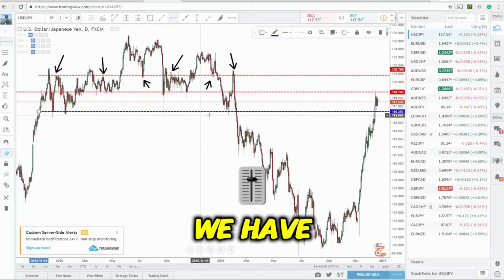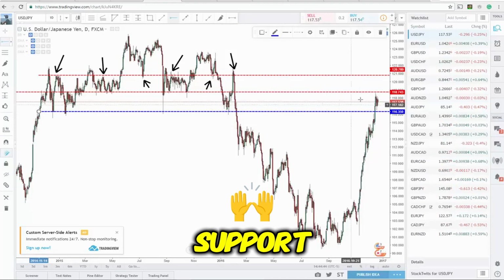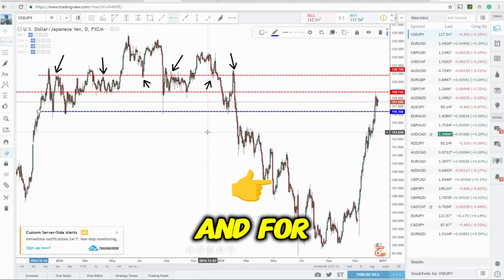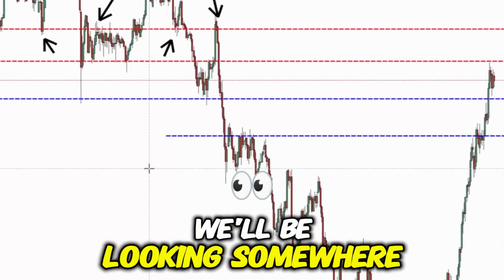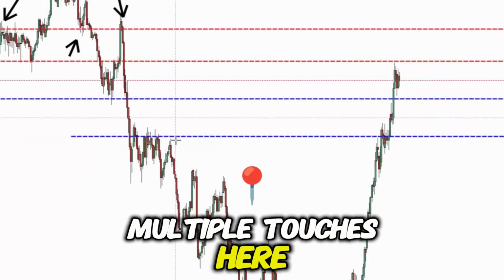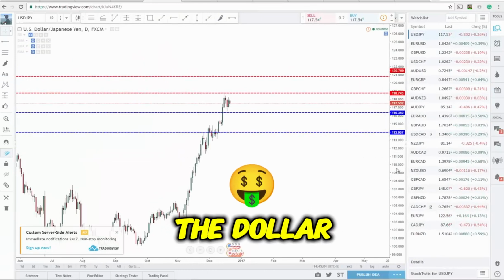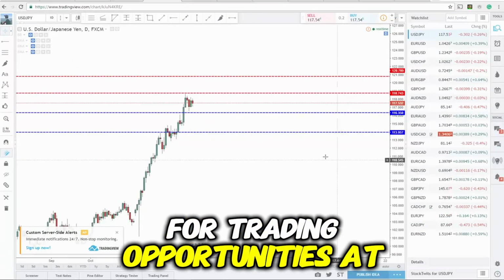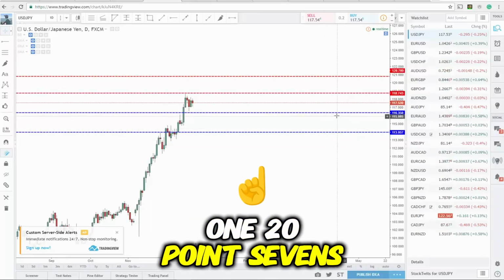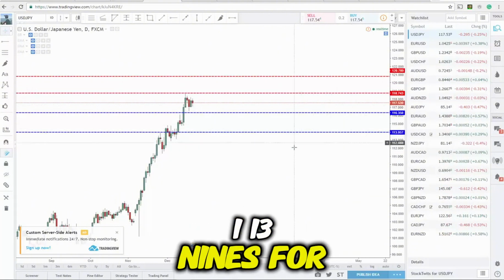So here you can see we have a level that's been touched 3 different times by the market and pushed up as support. So if the market pulls back down into this level, I'll be looking for trading opportunities. And for the next level, we'll be looking somewhere around this area. As you can see, multiple touches here where the market found resistance. So those are my major levels here on the dollar yen that I'll be looking for trading opportunities at. We're looking at 118.7s, 120.7s for resistance, and 116.3s, 113.9s for support.